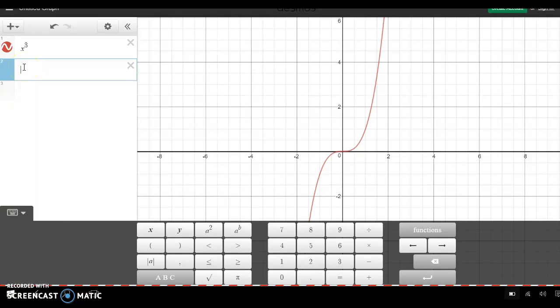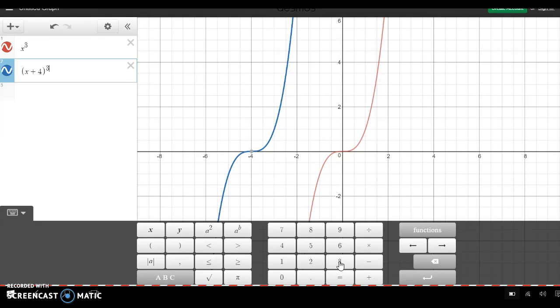So now if I go ahead and put in the function that I'm asked to put in, (x + 4), and that is all being cubed, how is that different from the parent function or that base function of x cubed? It's the same exact function. All that happened is it shifted to the left 4 units.